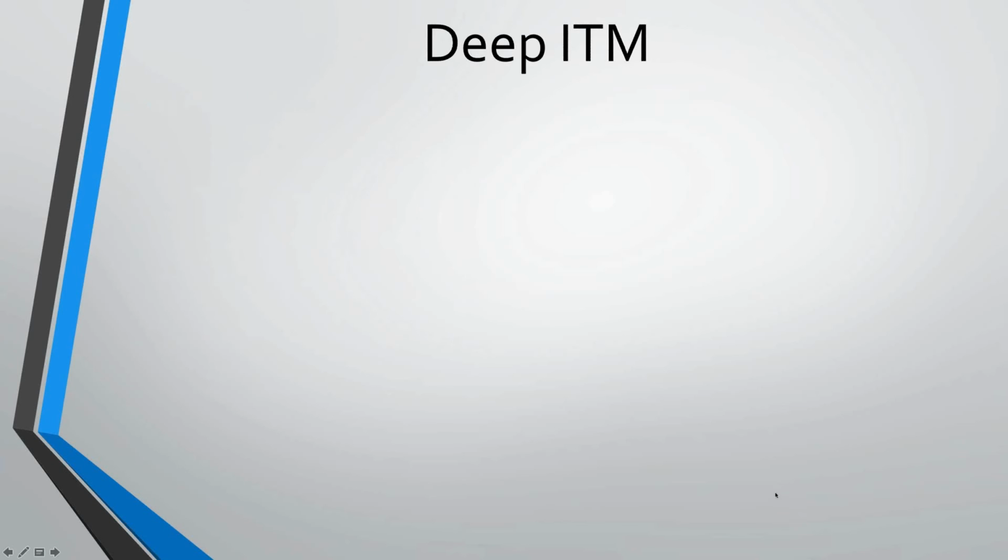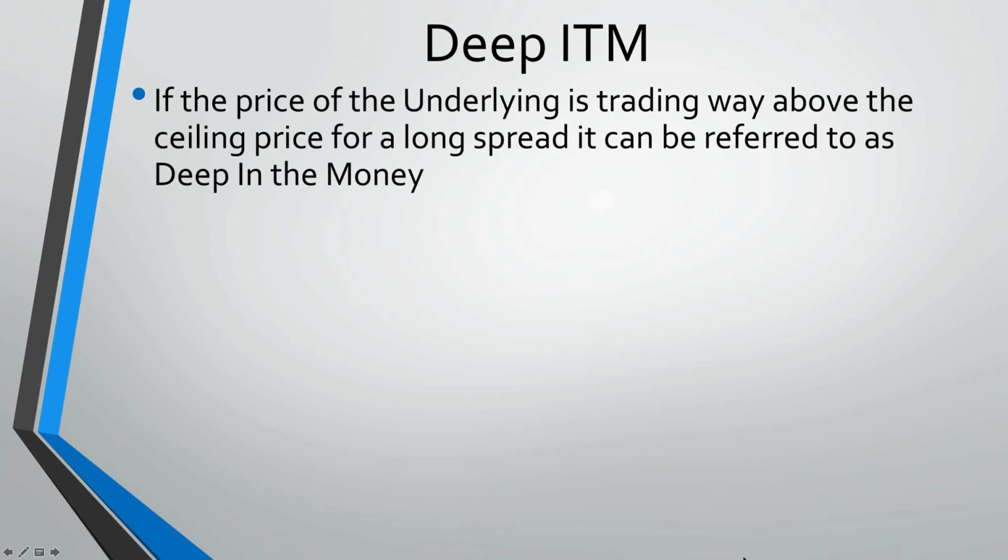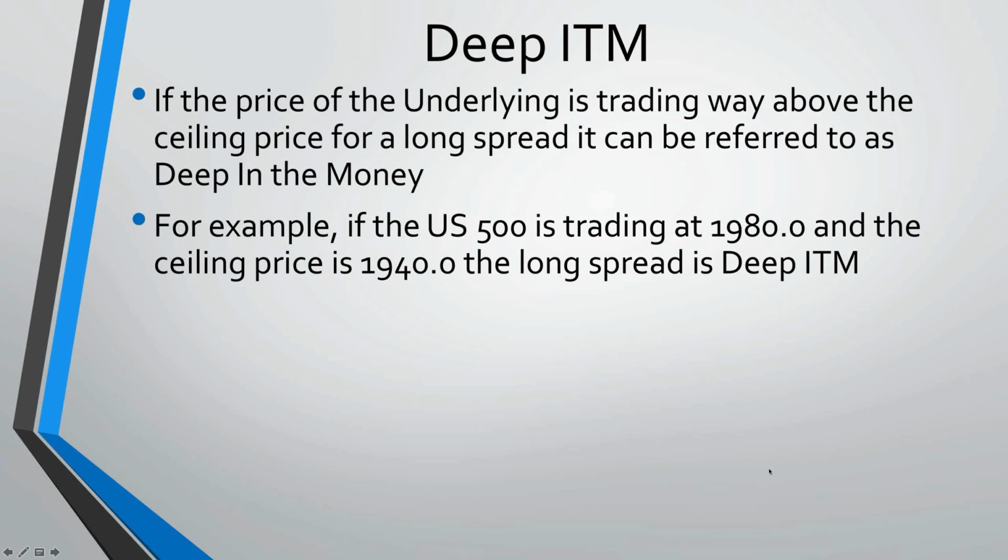Let's look at what Mike just mentioned, which is deep in the money. If the price of the underlying is trading way above the ceiling for a long spread, it can be referred to as deep in the money. For example, if the US 500 is trading at 1980 and the ceiling price is 1940, the long spread is deep in the money.